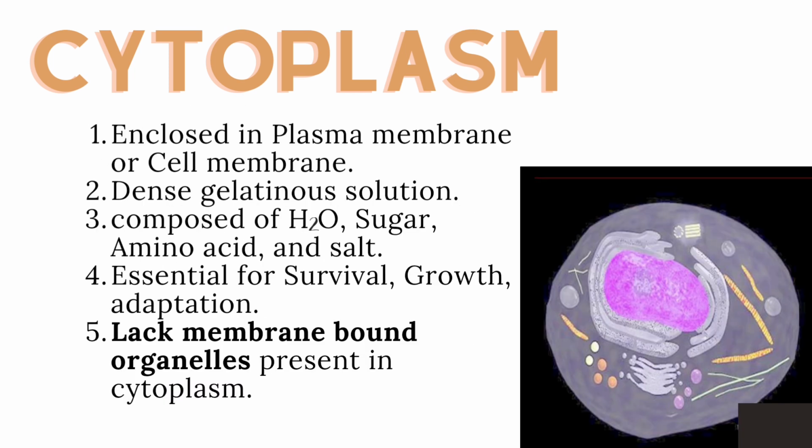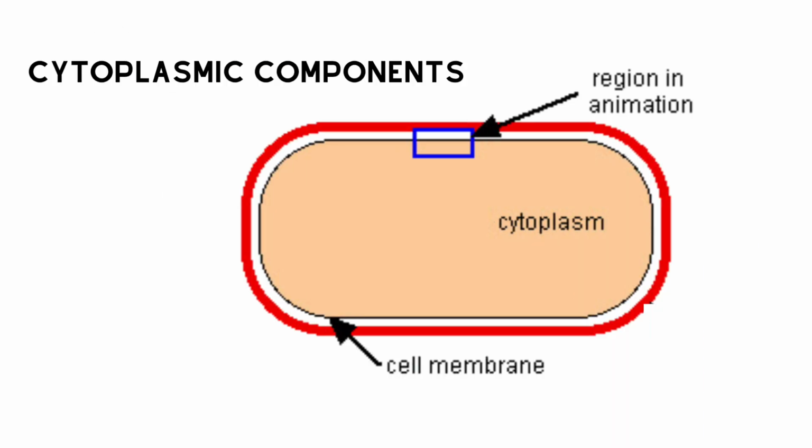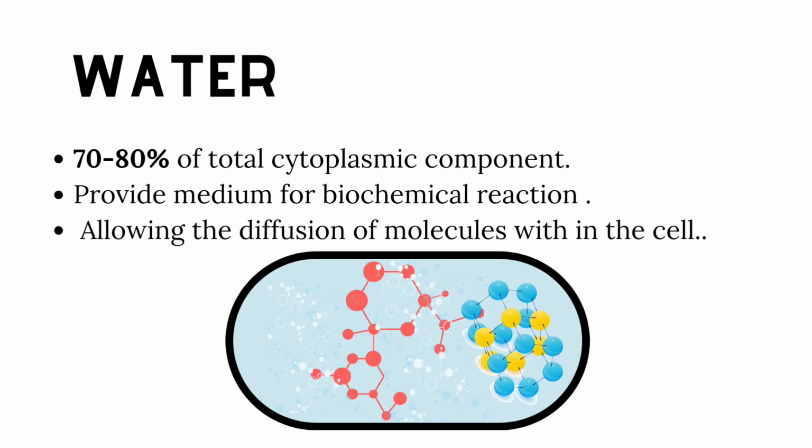Bacterial cells lack membrane-bound organelles in their cytoplasm. The cytoplasm possesses a range of specialized structures and molecules that enable them to carry out essential functions and adapt to various environmental conditions. Let's take a look one by one. Water provides a medium for biochemical reactions and allows the diffusion of molecules within the cell.